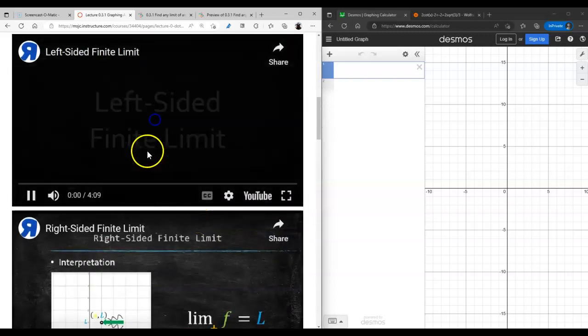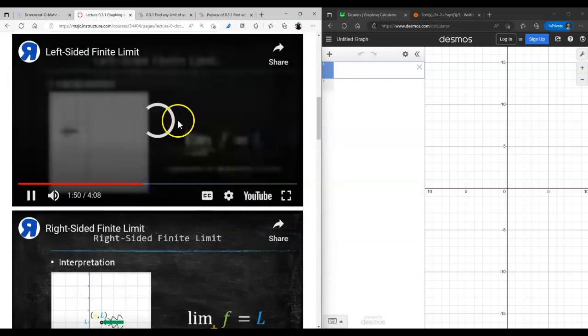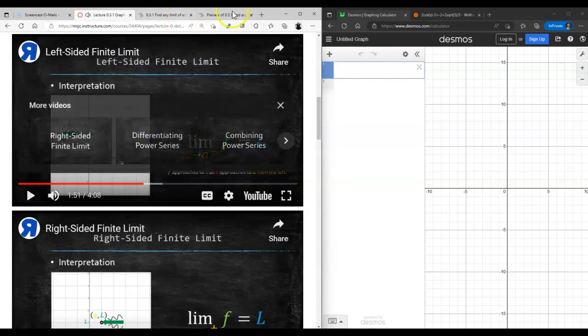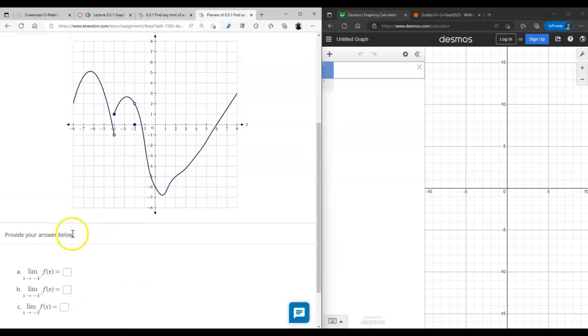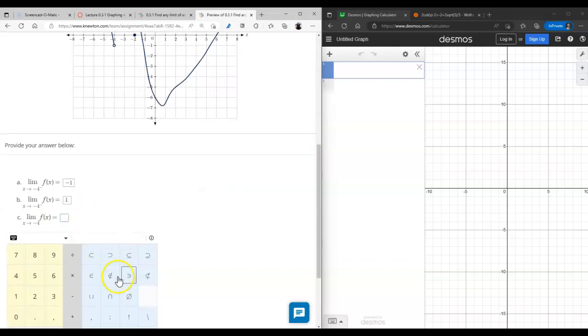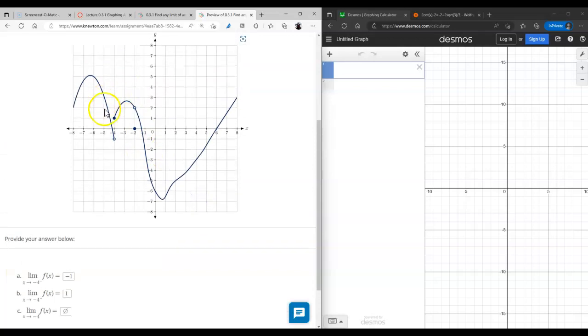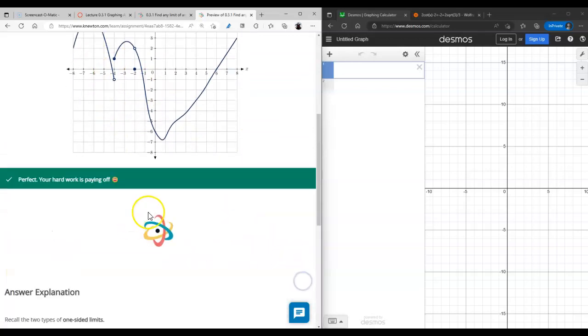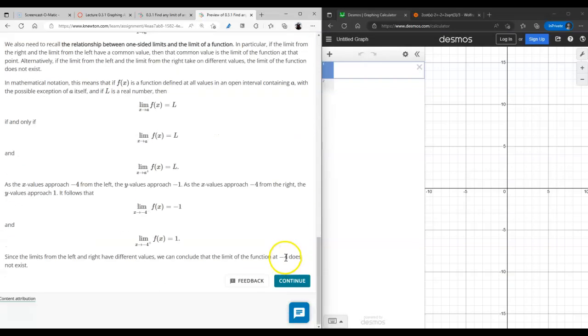Again, it just makes sense to watch all these lectures first, right? So to understand what's going on. So I'm just going to be answering this question. So the limit of the function as x approaches -4 from the left is -1. As you approach from the right, it's +1, and the two-sided limit does not exist because these two do not coincide. Very easy.